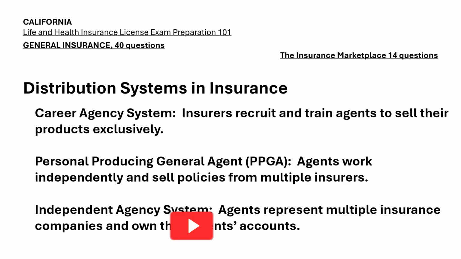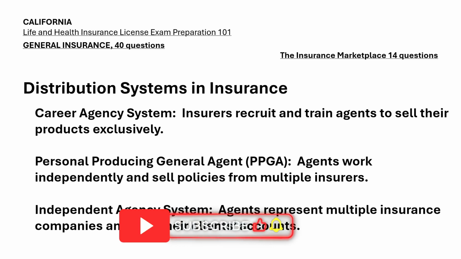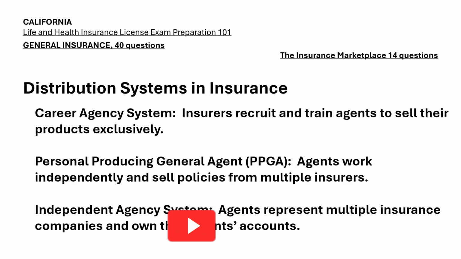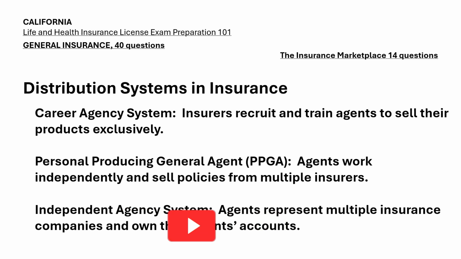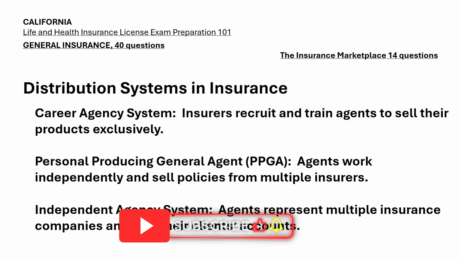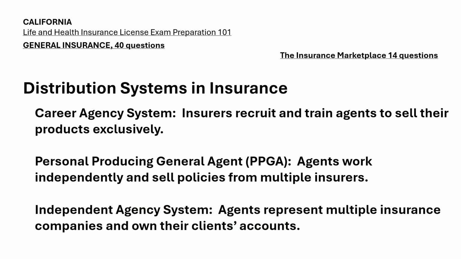Slide 8. Distribution systems in insurance. Terms to remember: career agency system. Insurers recruit and train agents to sell their products exclusively. Personal producing general agent, PPGA. Agents work independently and sell policies from multiple insurers. Independent agency system. Agents represent multiple insurance companies and own their clients' accounts.